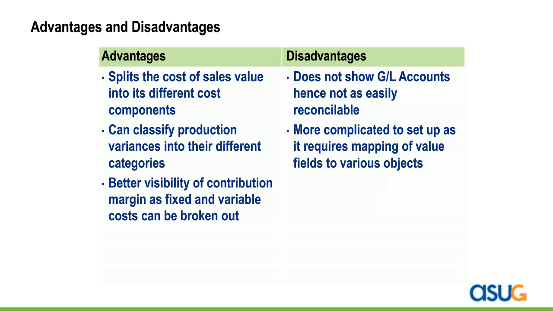Actually, I'll put this a different way. You get a better view of what's in your income statement than you can get in the general ledger. In the general ledger, your analysis of what goes in is limited to the accounts. But with costing-based COPA, you can break one account, whether that account is cost of sales or production variances, into other reporting dimensions. The disadvantage is that it doesn't show GL accounts and is not as easily reconcilable.